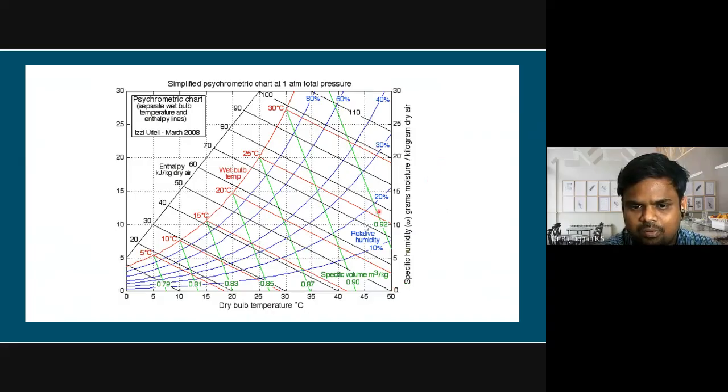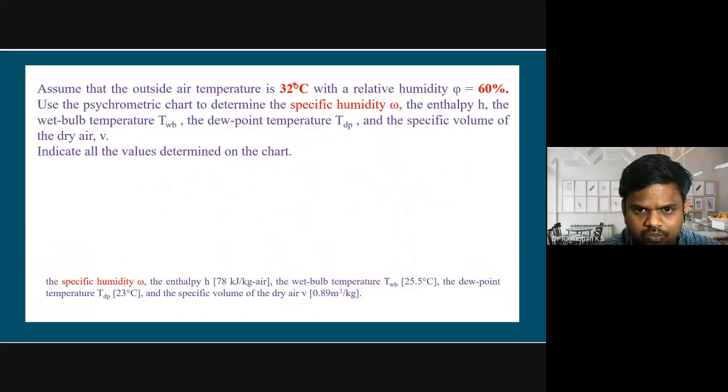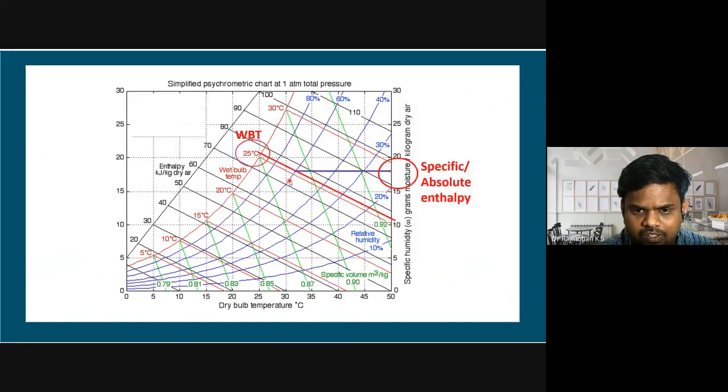So we have specific humidity. Okay, so what to do? First, the conditions are given, right? What are the two conditions given? In this problem, 32 degrees Celsius is the dry bulb temperature and 60% is the relative humidity. So in this 60% line and 32 degrees Celsius, here we have to mark our point.